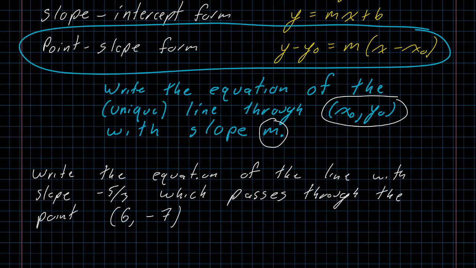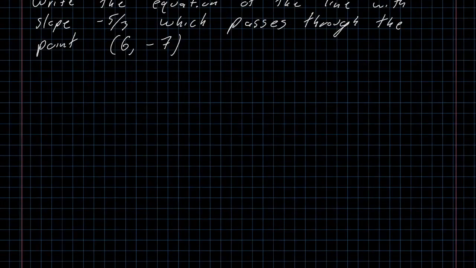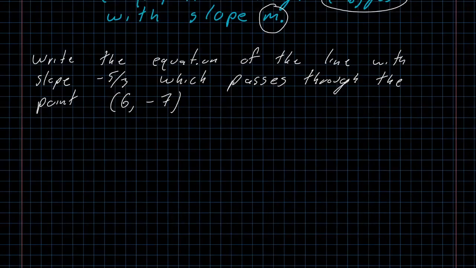So for example, if I want to write the equation of the line with slope -5/3, which passes through the point 6, -7, I am going to not completely scroll the problem off the screen. I am going to start by writing down my point slope form, y minus y naught is equal to m times the quantity x minus x naught.